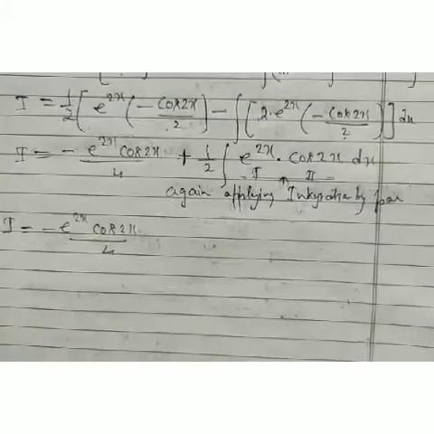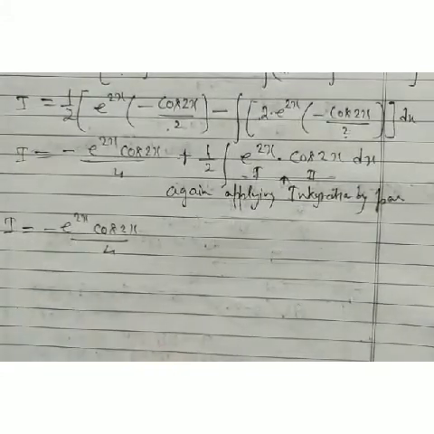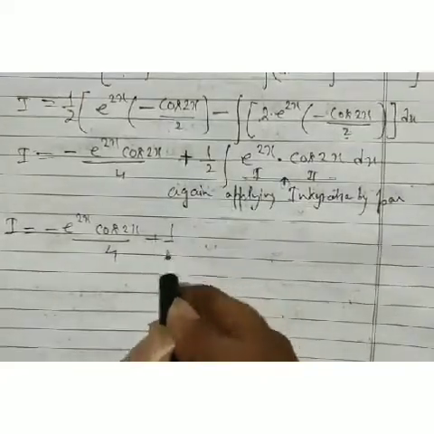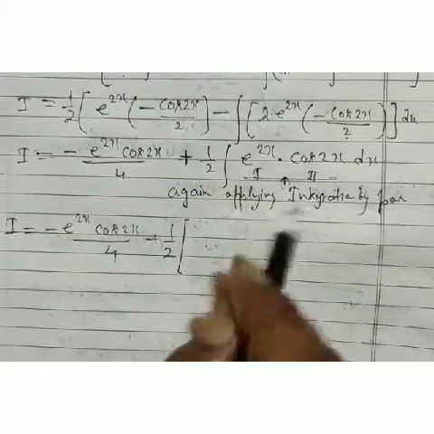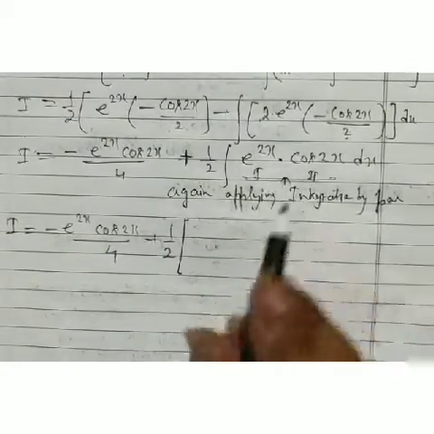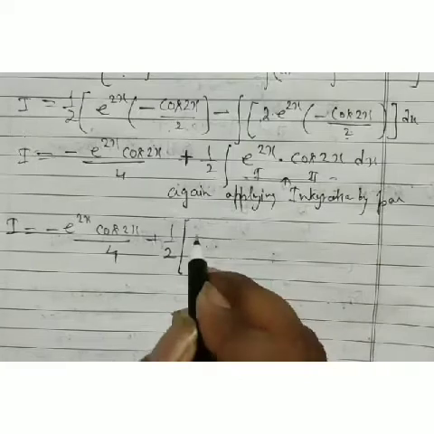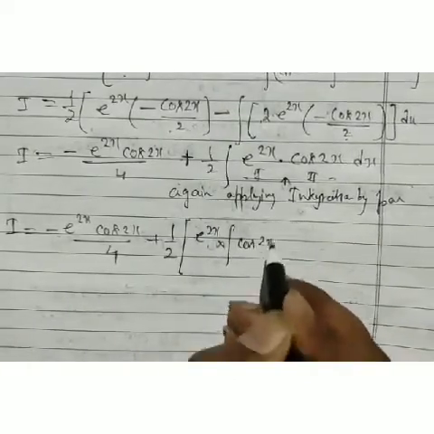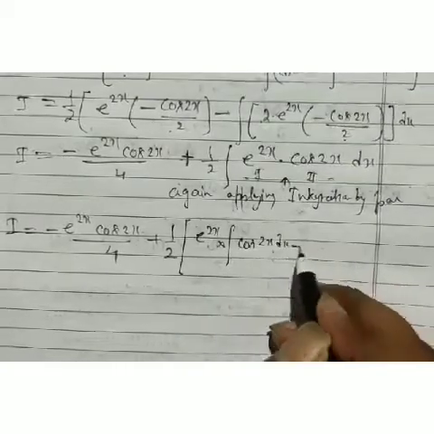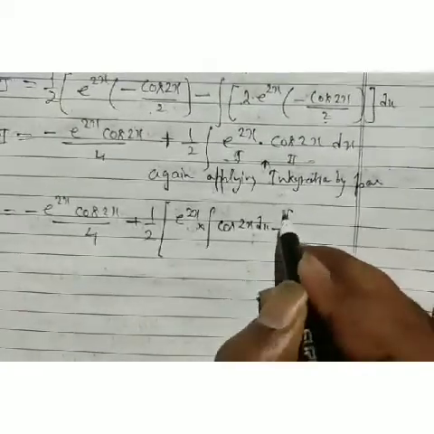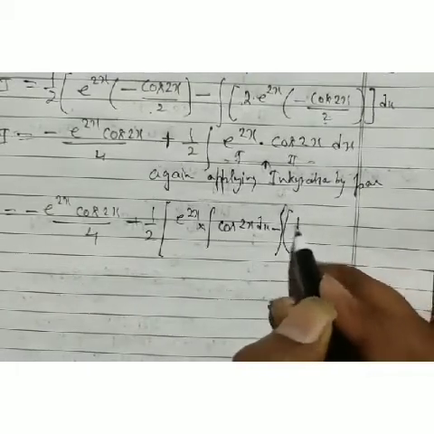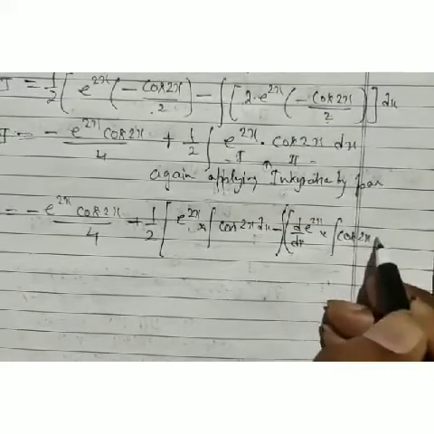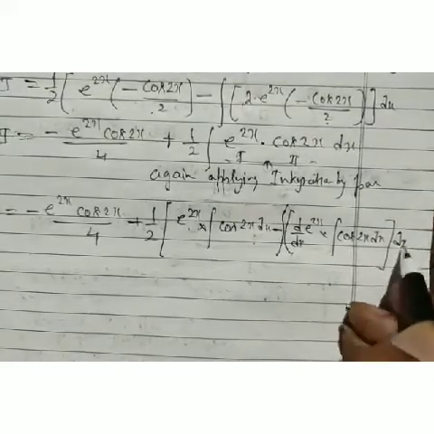Now our I is equal to minus e to power 2x into cos 2x by 4 plus 1 by 2. We are going to apply integration by parts again here. Now look what we have: e to power 2x into integration of cos 2x dx, minus integration of d/dx of e to power 2x into integration of cos 2x dx, and whole dx there.